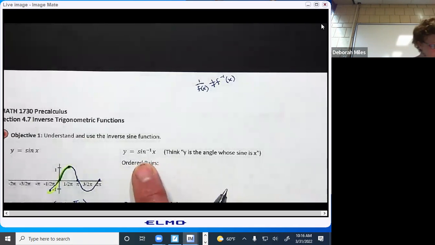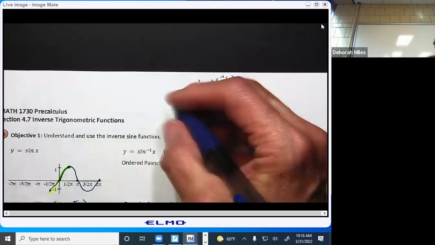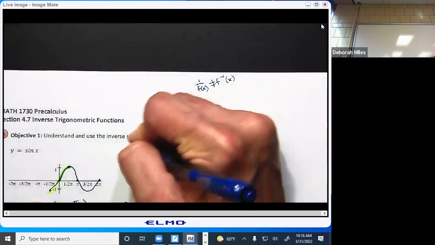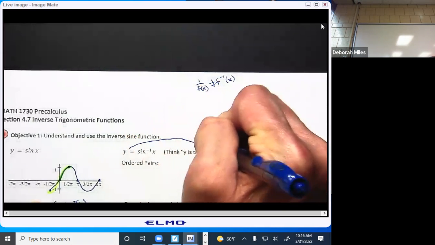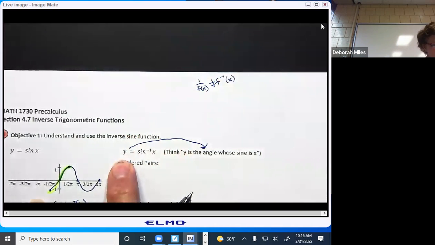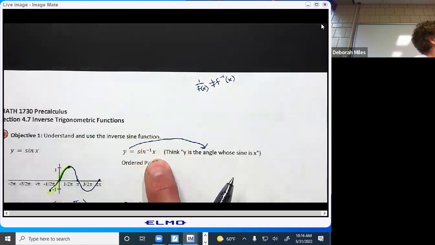And when you see inverse sine, you need to think y is the angle. Y is always an angle. You're looking for the angle whose sine is the given value, whatever the given value is. If I say inverse sine of square root of 2 over 2, you're going to give me an angle whose sine is square root of 2 over 2.